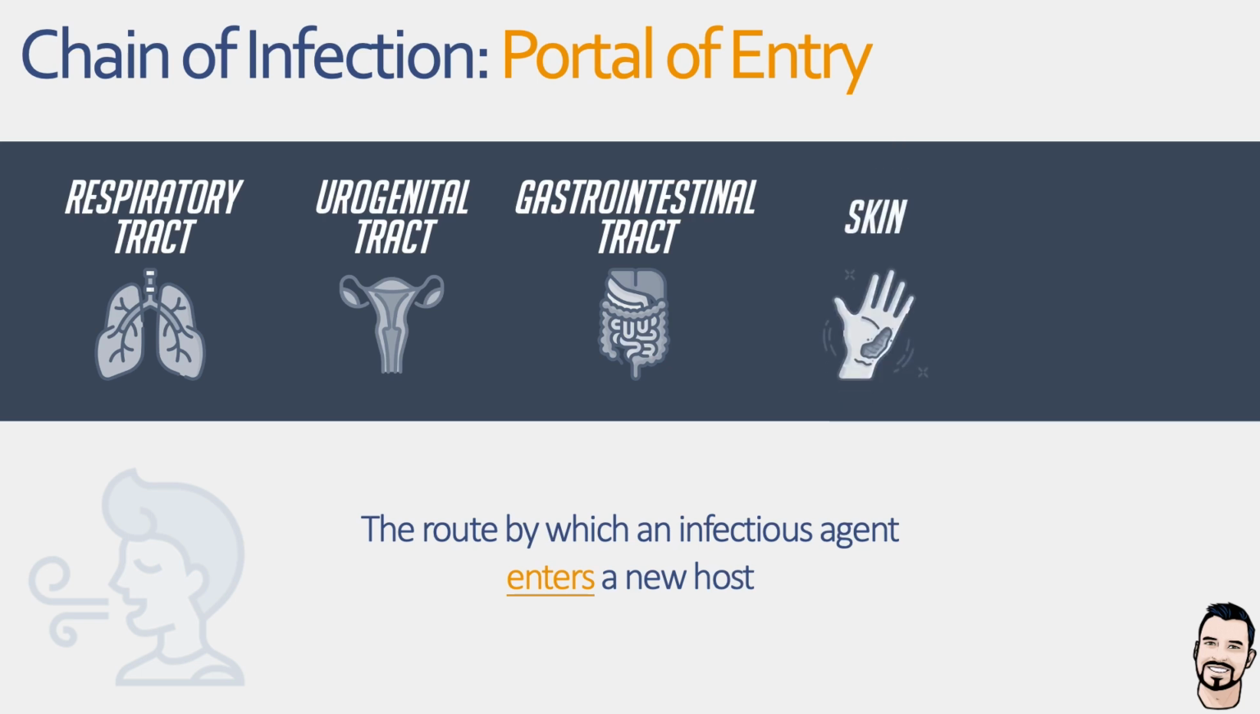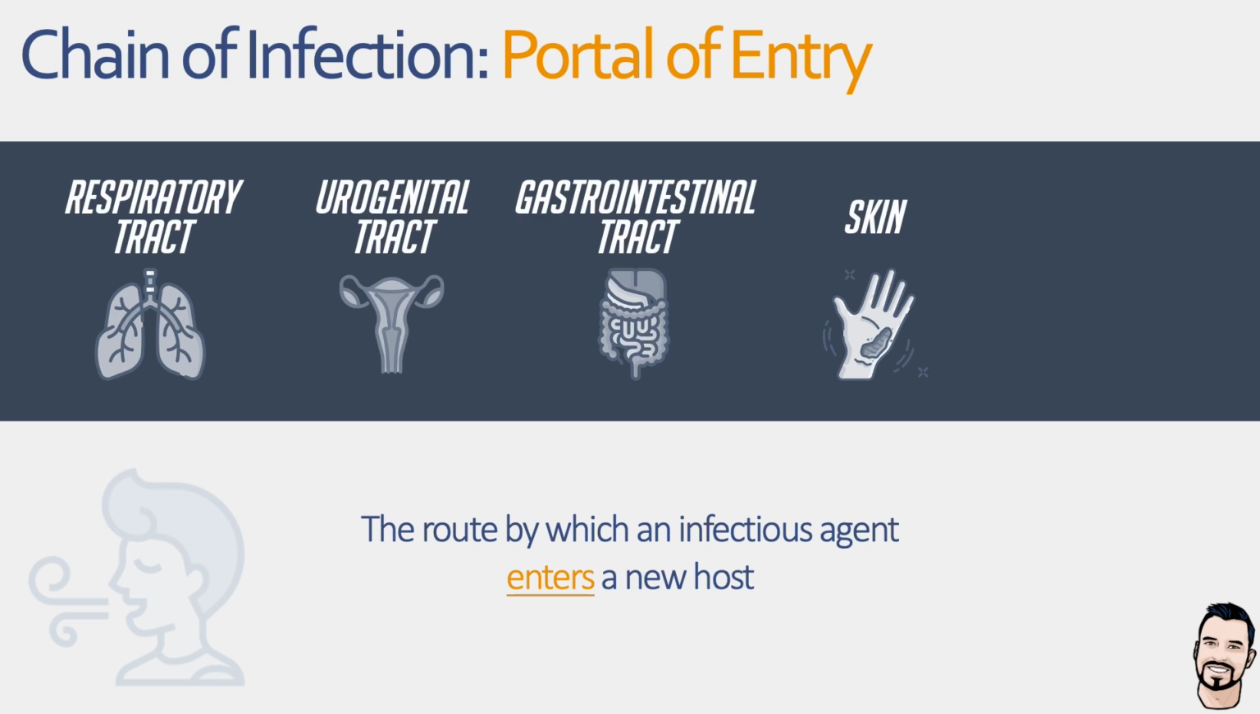Next, we have the skin, which normally acts as a really effective physical barrier, but it can become a portal of entry when it's compromised through things like cuts, burns, and abrasions, exposing underlying tissues. And some examples here include Staphylococcus aureus and Clostridium tetani.